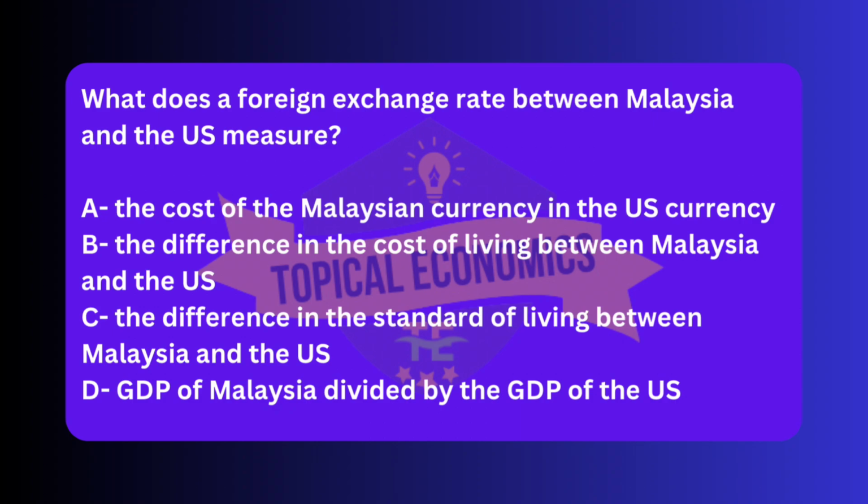The correct answer for this question is option A. The cost of the Malaysian currency and the US currency. The foreign exchange rate between Malaysia, e.g., the Malaysian ringgit, MYR, and the US, e.g., the US dollar, USD, measures how much of the US currency is needed to buy a unit of the Malaysian currency. In other words, it shows the price of one currency in terms of another. For example, if the exchange rate is $1 equals 4.50 MYR, this means that $1 can be exchanged for 4.50 Malaysian ringgit.